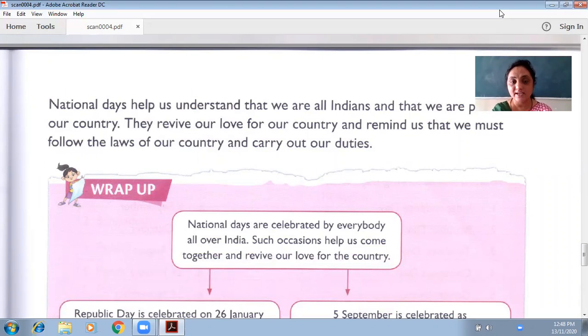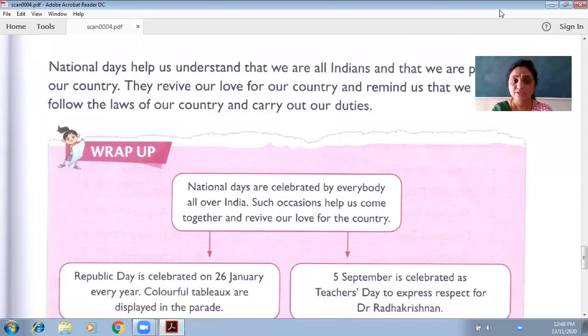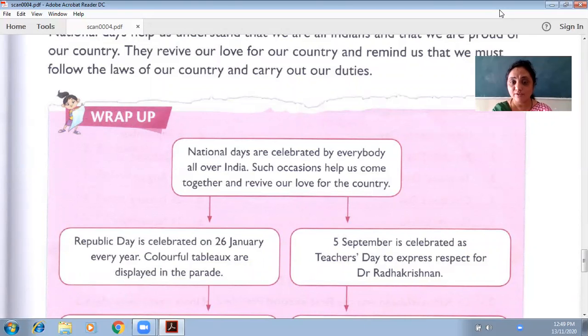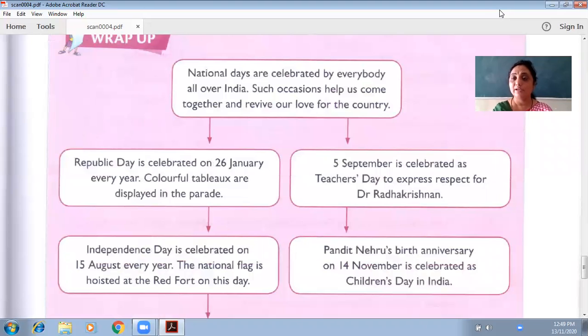So what are the things we studied in this lesson? The national days are celebrated by everybody all over India. Such occasions help us come together and revive our love for the country. Is it only the religious festivals that are celebrated in our homes? Right: Deepavali, Eid, Christmas, Guru Parab, Mahavir Jayanti and many more are festivals we celebrate in our homes. But the national days are celebrated by the whole community of India, and such an occasion brings us together.